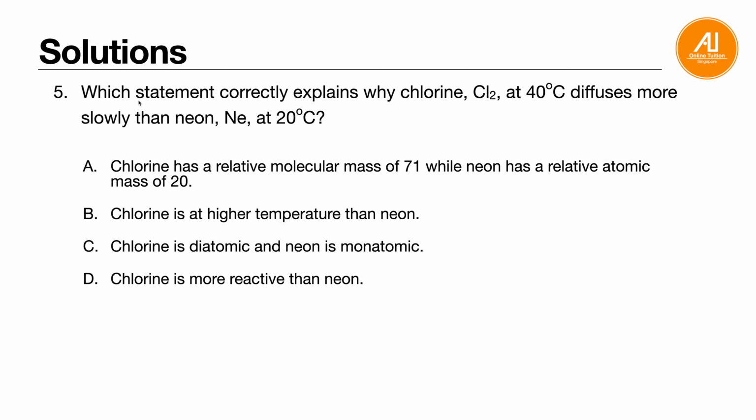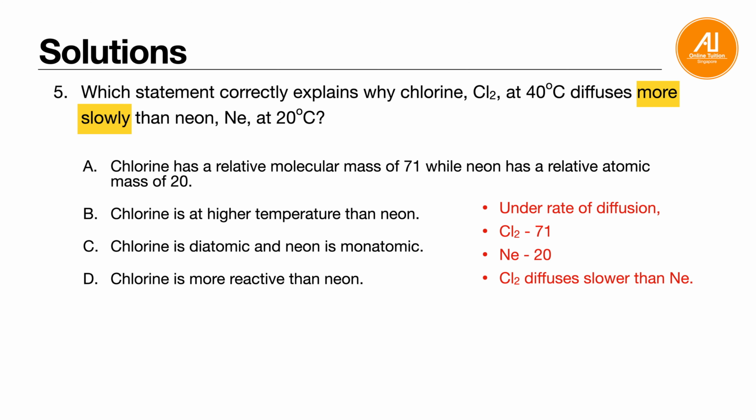Question 5. Which statement correctly explains why Cl2 gas at 40 degrees Celsius diffuses more slowly than neon at 20 degrees Celsius? This one clearly is under a rate of reaction question. You have to look at the MR of the gases. Chlorine gas is 71 MR. Neon is just 20. Since chlorine gas is heavier, it will diffuse slower than neon. So the only answer that makes sense will be A. Chlorine gas has an MR of 71, whereas neon has an MR of only 20.